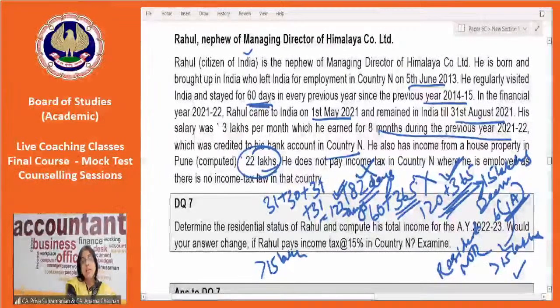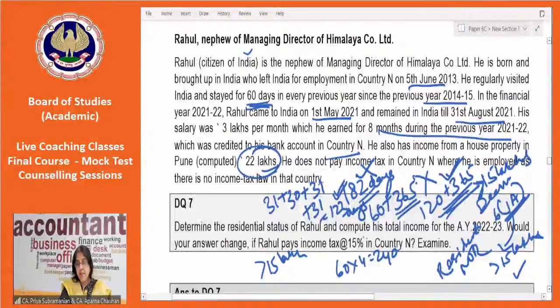So the question is given, he stays in India for 60 days in every previous year since previous year 2014. So 60 into 4 is 240 days. In the current year, he stayed for 123 days, but in the immediately preceding 4 years, he stayed only for 240 days. So he does not satisfy this condition. So by virtue of these two conditions, he is not becoming resident.